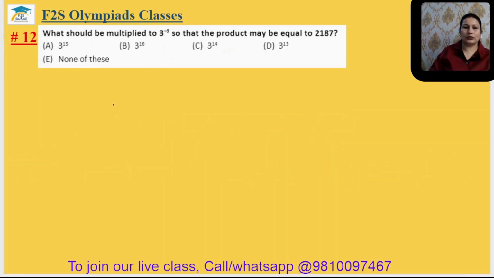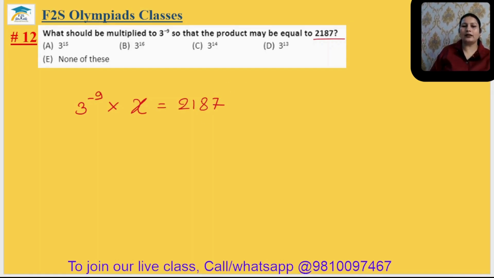Come to question number 12. What should be multiplied to 3 to the power minus 9 so that the product may be equal to this? So what should be multiplied? So 3 to the power minus 9 multiplied by, suppose it is x, equal to 2187.